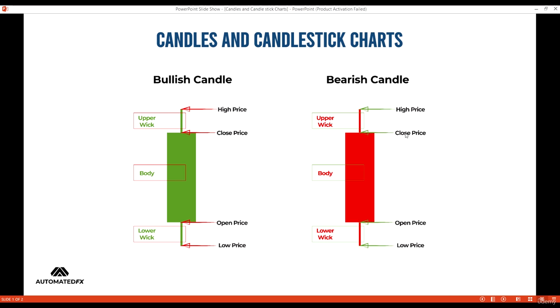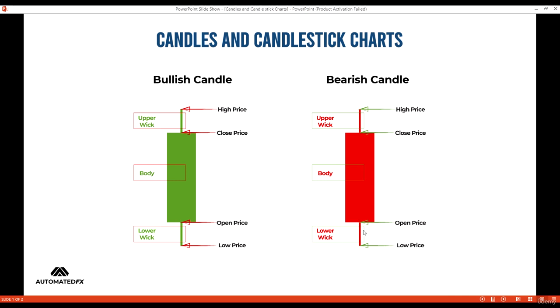For the bearish candle, the open price is actually supposed to be here. I think I made a mistake on this illustration. So this point, instead of close price, should be open price, and then this open price should be close price. That's the mistake I made here. But the high price is still the high price, and the low price is still the low price.